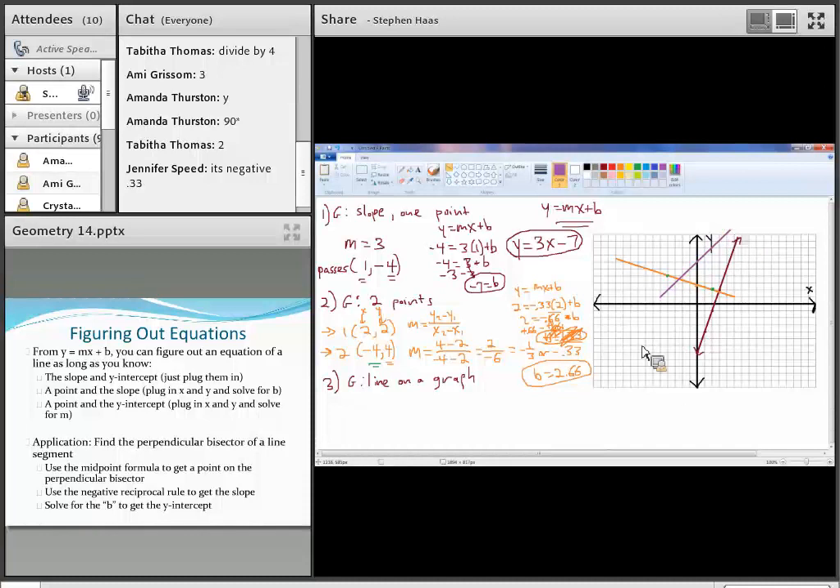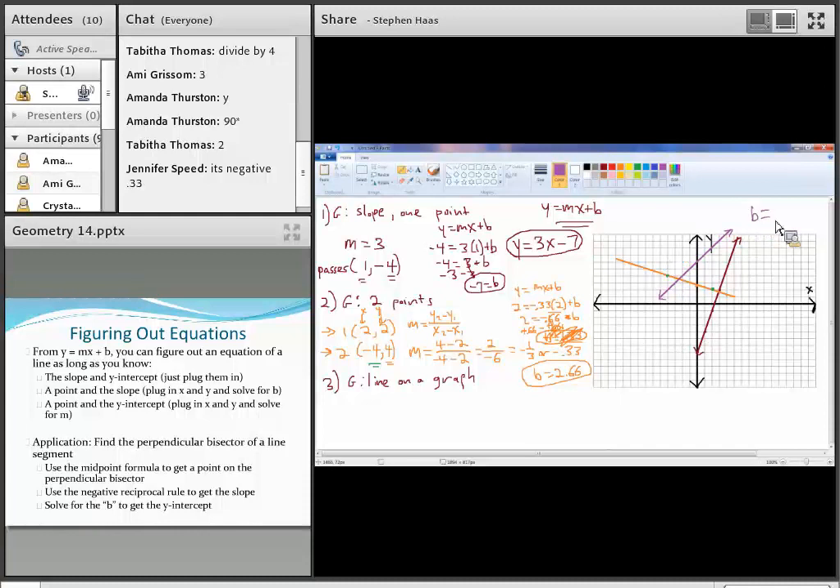All right, let's try the purple line. For the purple line, we're going to have to figure out an equation for the purple line. Now, which way should we do it? Truth is, we can do either way. We can either work backwards and get the y-intercept and figure out the slope, or we can use two points. There are many, many different ways we can do this. Let's try the y-intercept approach first.